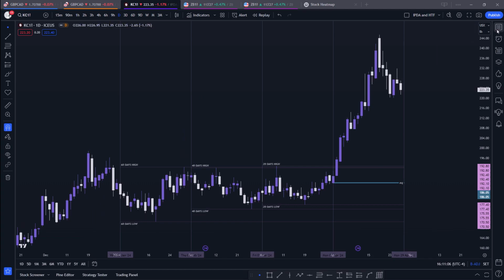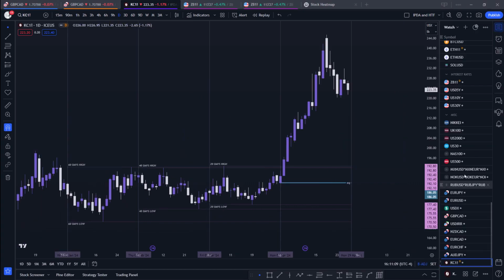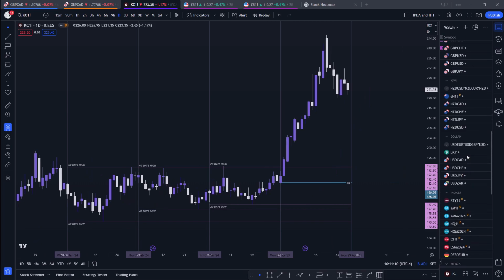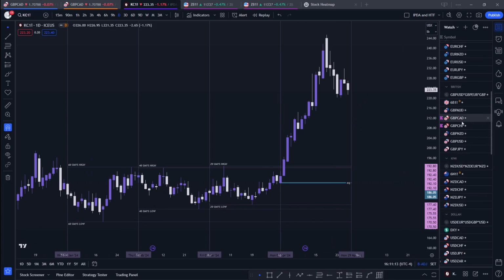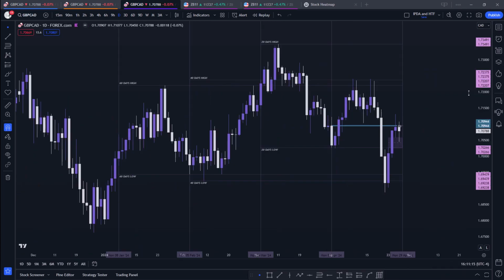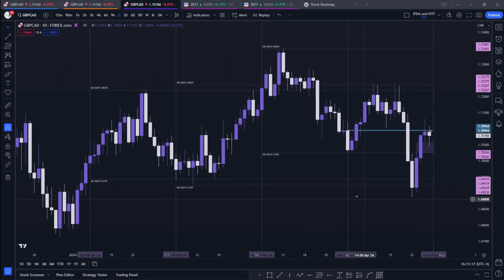The other confluence that I wanted to add on why I would like to trade GBPCAD as opposed to EURCAD is the IPDA data range that we have from a daily perspective. We can see that we have swept the 60 days low, the 40 days low, and the 20 days low within this move to the downside.